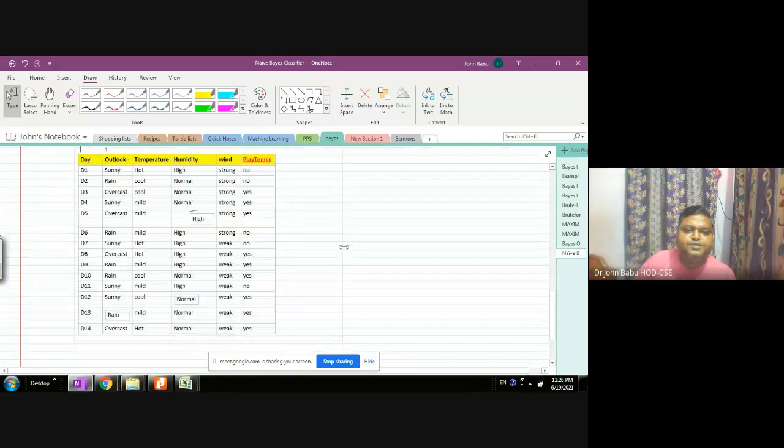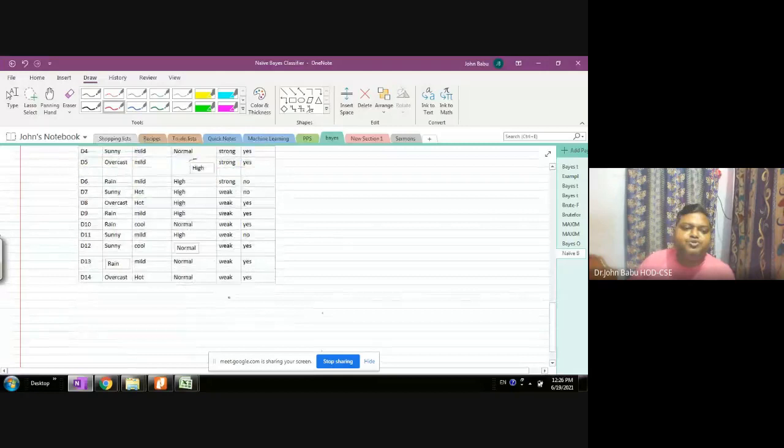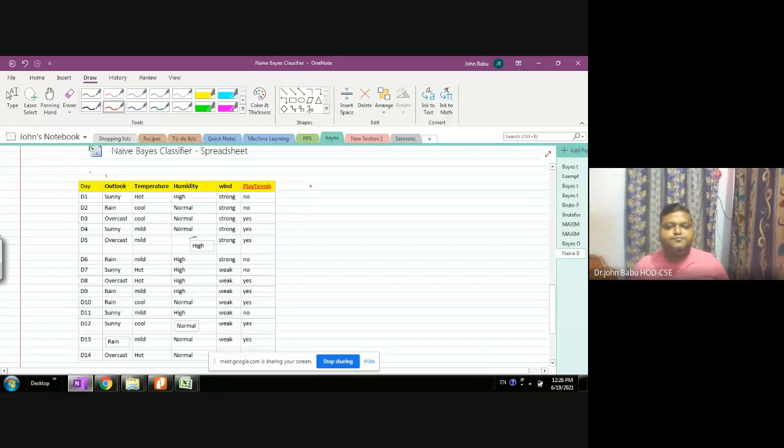Based on these four attributes, suppose we are given a new tuple or new set of attributes. For example, let us say there is an example: sunny, cool, humidity high, wind is strong. So outlook is sunny, temperature is cool, humidity is high, wind is strong.